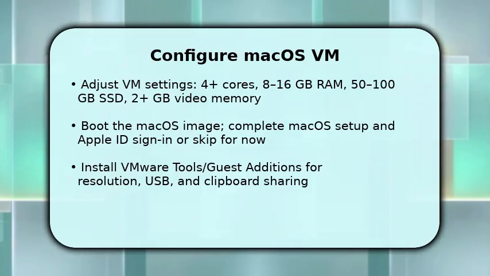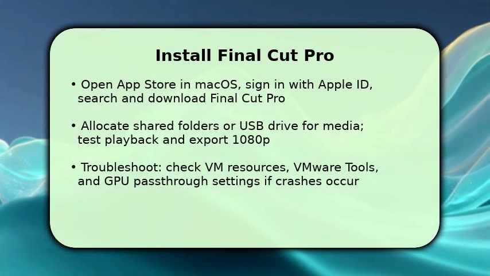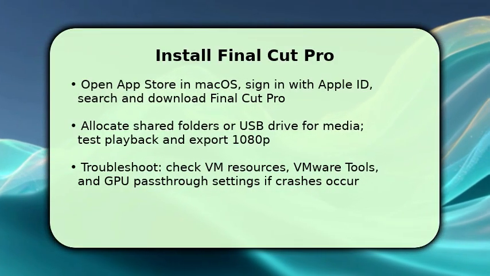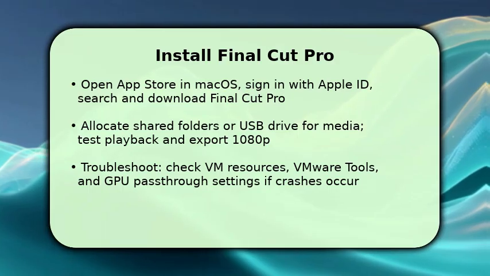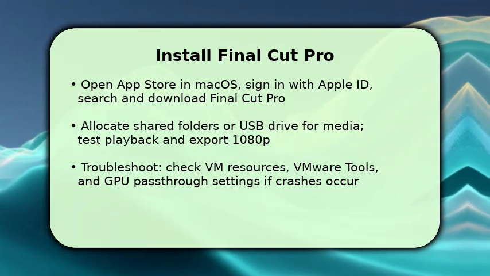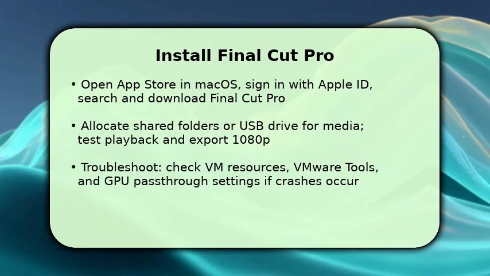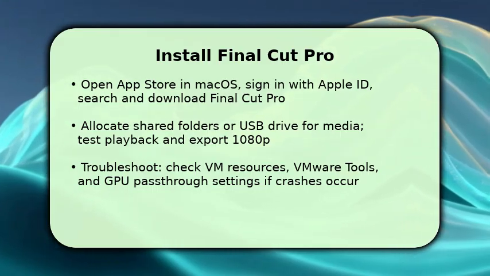for smoother file transfers. You now install Final Cut Pro from the Mac App Store. Sign in with your Apple ID, download, and install the app. Make sure to mount shared folders or connect a USB drive to transfer your media into the VM, and test a short project with 1080p export to verify performance.